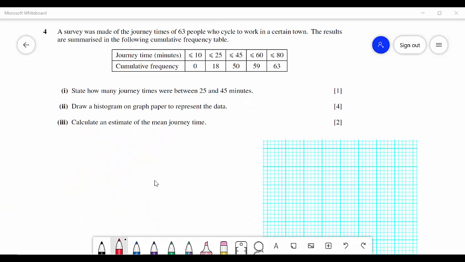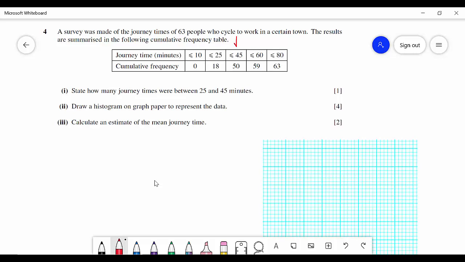Okay, so we are going to discuss question number 4 now. For this question, they give you a cumulative frequency table with all the upper class boundaries. For the first question, they ask you to state how many journey times were between 25 to 45 minutes. Between 25 to 45 minutes means the value between 25 and 45.